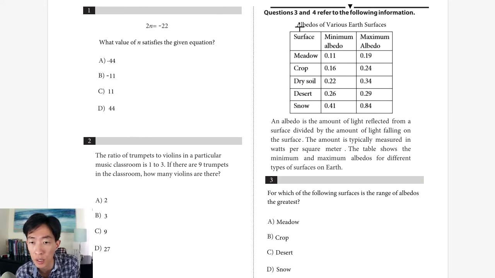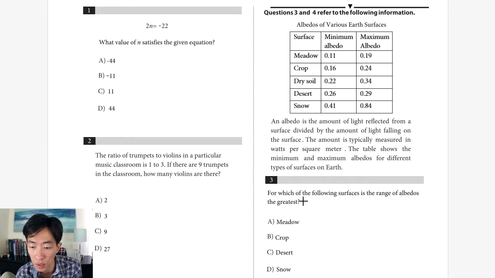It says albedos of various Earth surfaces. I have no idea what an albedo is, but we notice that it has a column of minimum albedos and maximum albedos for each surface. It says an albedo is the amount of light reflected from a surface divided by the amount of light falling on the surface. The amount is typically measured in watts per square meter. The table shows the minimum and maximum albedos for different types of surfaces on Earth.